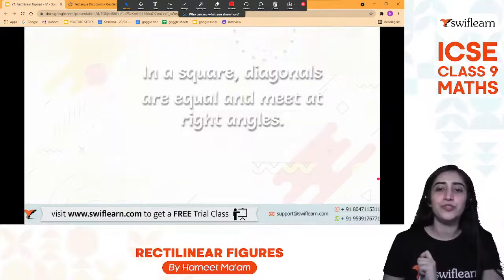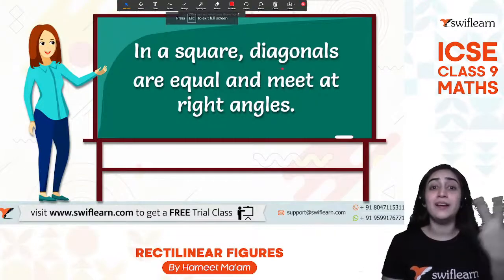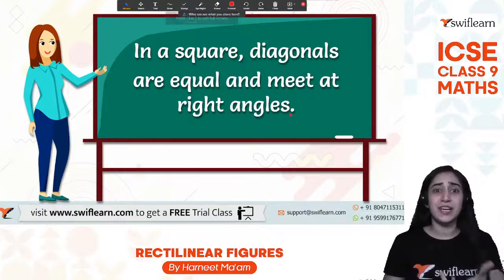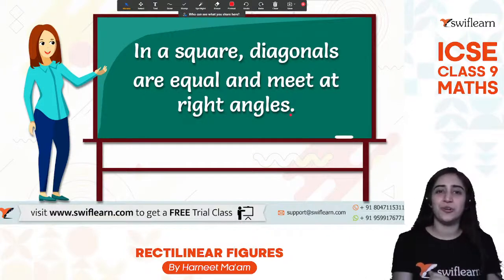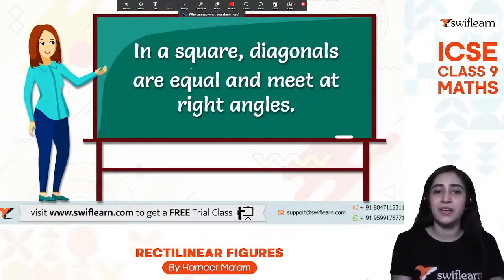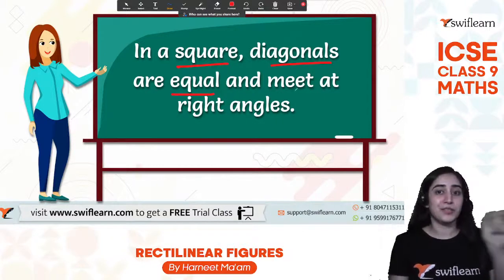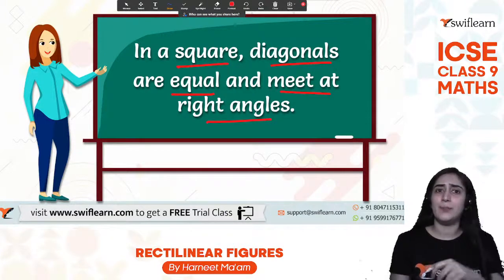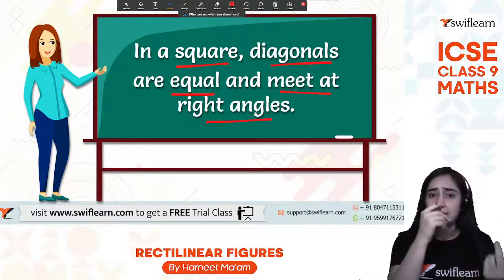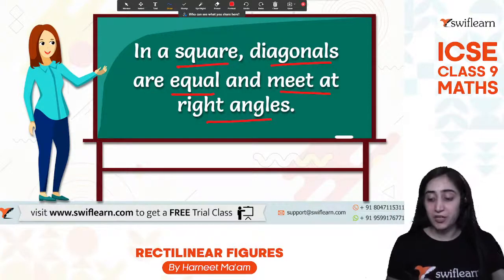All right, moving on to the next one. What do we have? In a square, the diagonals are equal and meet at 90 degrees. Now who can tell me the congruency for a square? Everyone, quickly tell me. What do we know about a square? The diagonals are equal, which means we can use the property of a rectangle. And they meet at 90 degrees, which means the diagonals bisect each other, so we can use the same property of a rhombus.